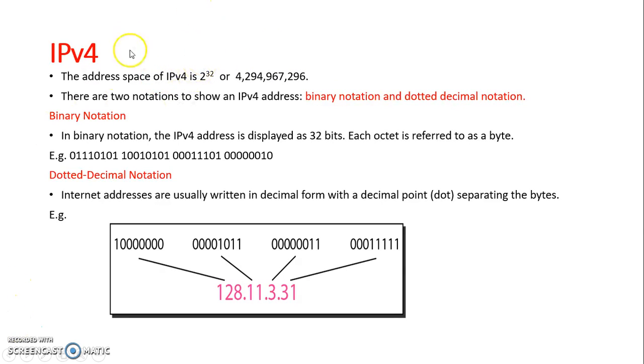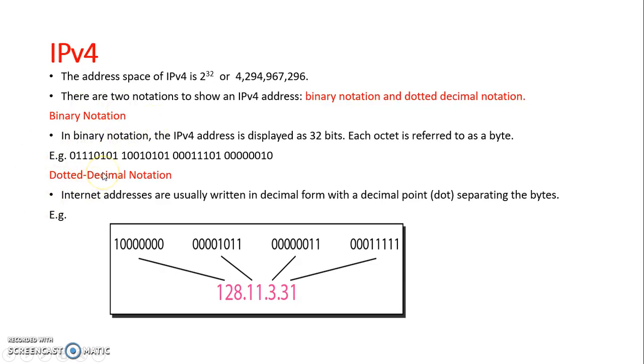Now let's see the notations which are used by this IP version 4. Actually there are two notations, they are binary notation as well as dotted decimal notation. In binary notation, this IP address is displayed as 32 bits and each octet is referred to as a byte. In this example you can see all these 4 bytes are represented as 32 bits with 8 bit separation. So we can call this a 32-bit address or 4-byte address.